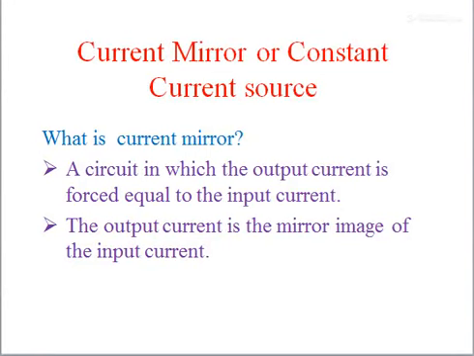Hi everybody, in this video we are going to study about current mirror or constant current source. Before we go into the detail about current mirror, let us study what is a current mirror. A current mirror is a circuit in which the output current is forced equal to the input current. It is a circuit in which the output current is the mirror image of the input current. Now, let us see the circuit of a basic current mirror.